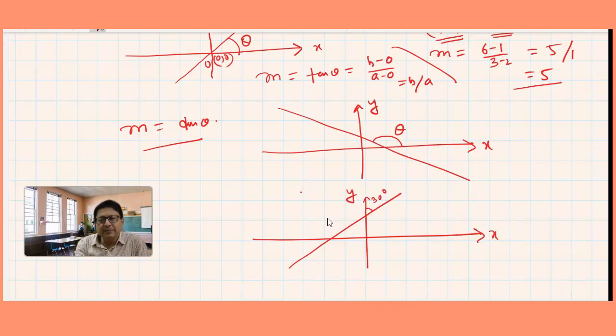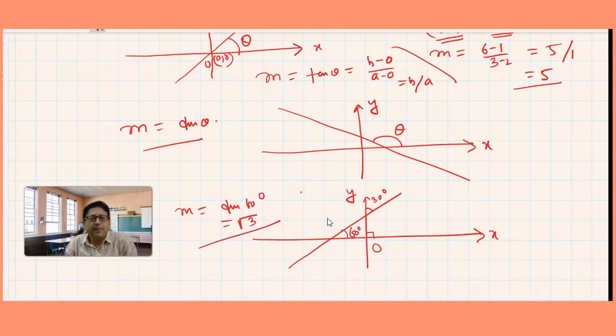This is not a problem here, because if we take this as 30 degrees, then this angle can easily be determined. 30 means this one. So this is 90, and this part is going to be 60 degrees. So AM is going to be tan 60 degrees. Tan 60 is nothing but root 3. So the slope of the line is equal to root 3. That's all about the slope of a line.